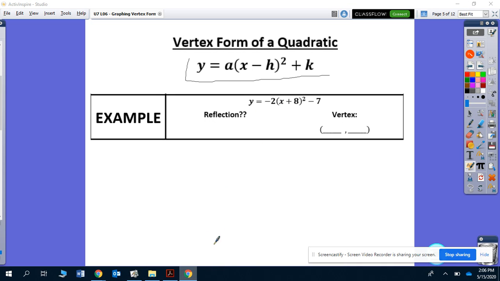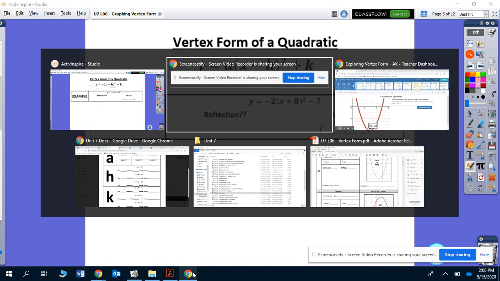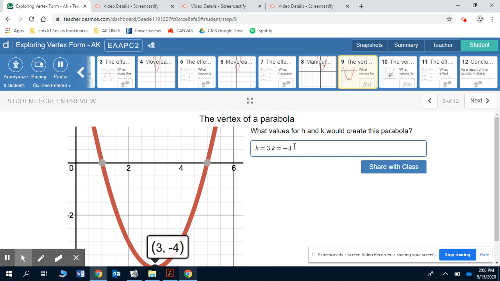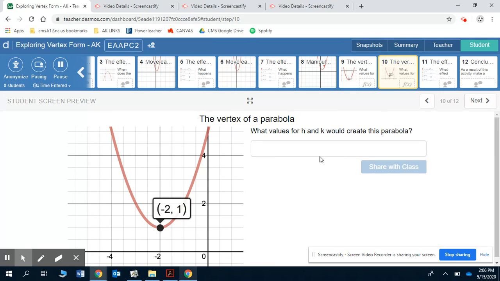So if we come back, let's try another one. All right, my screen isn't responding. There we go.